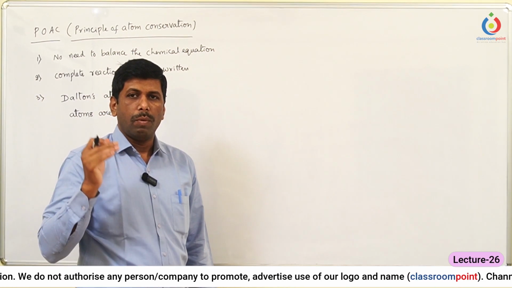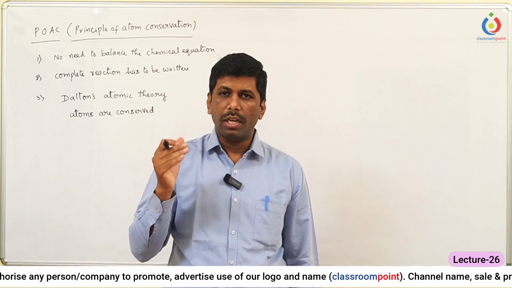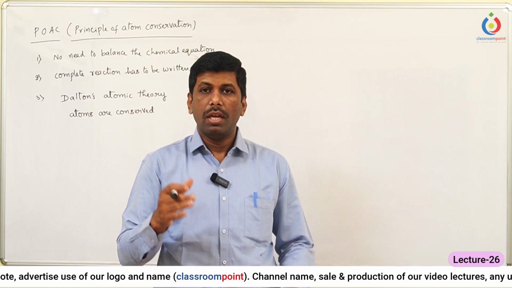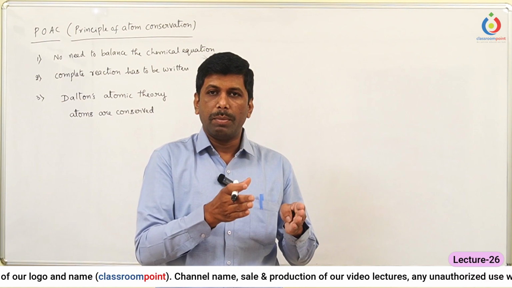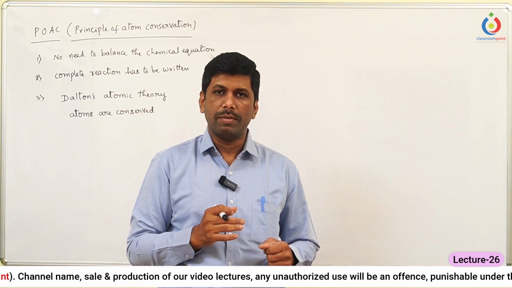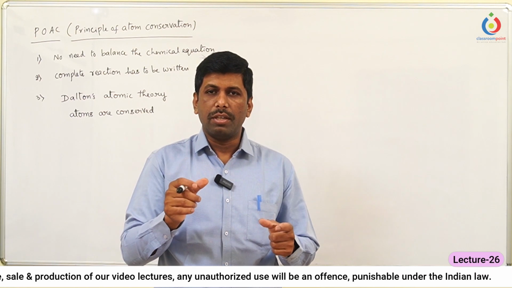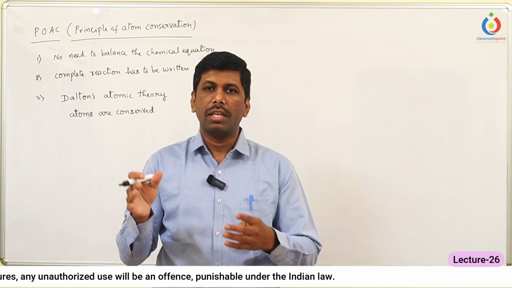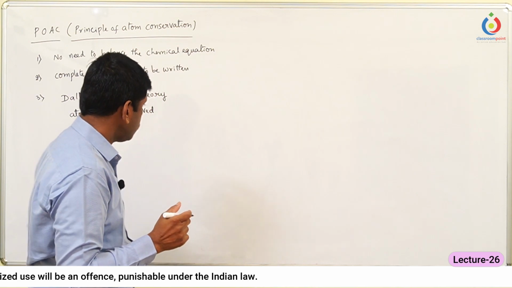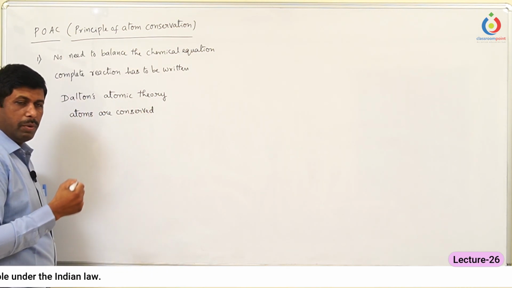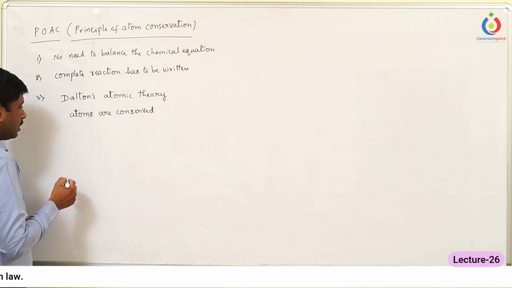That means whatever number of atoms of a particular element is present in the reactants will transform completely into the products. These products may be a single product or various numbers of products depending on the type of reaction. So that's why atoms are conserved here. The number of atoms of a particular element does not change in a chemical reaction. So this is the main thing here.